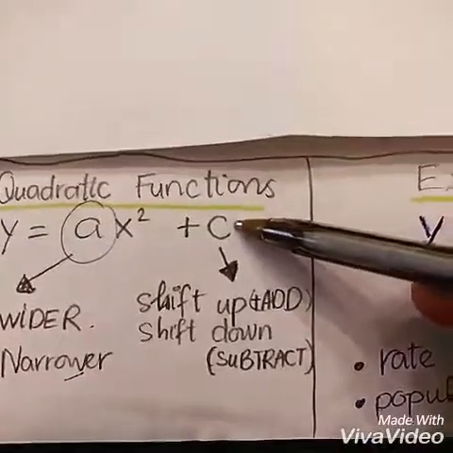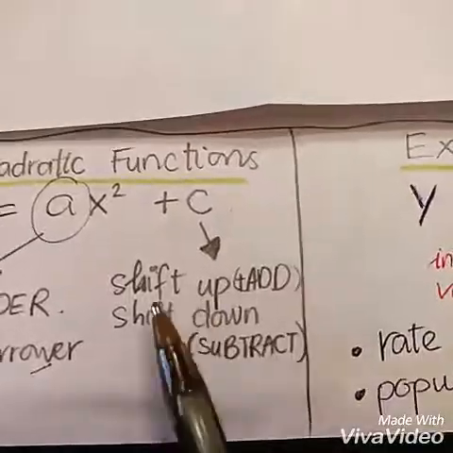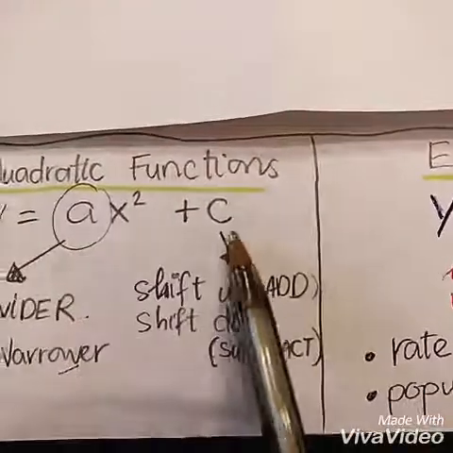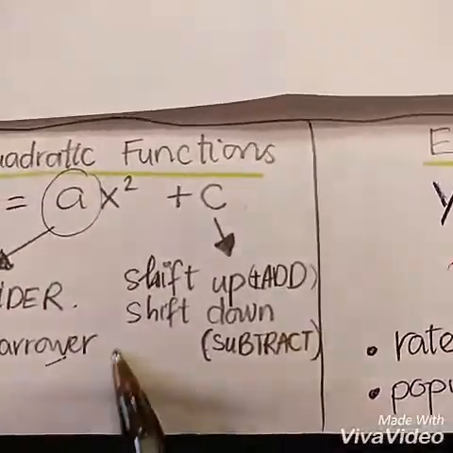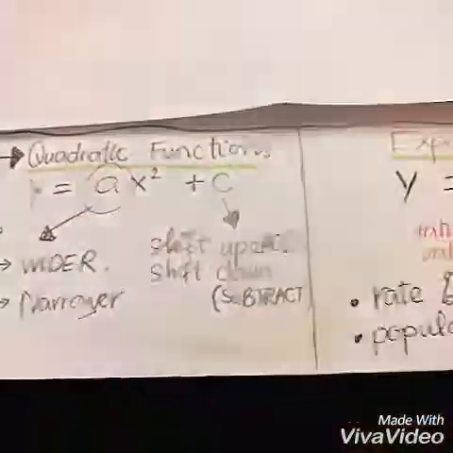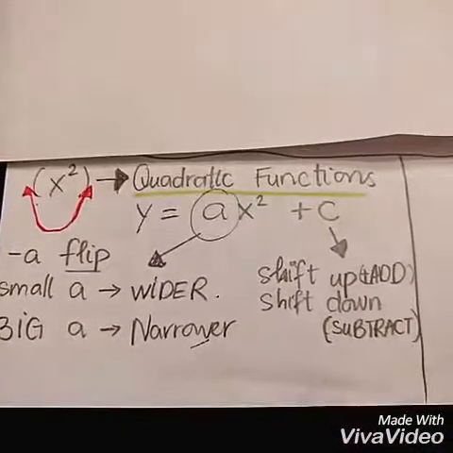Like plus 2, plus 3, minus 5, for example. If your graph shifted up, you're going to add that number, whatever units they give you. And if your graph is shifted down, then you subtract the last number. Alright, so that's quadratic function.